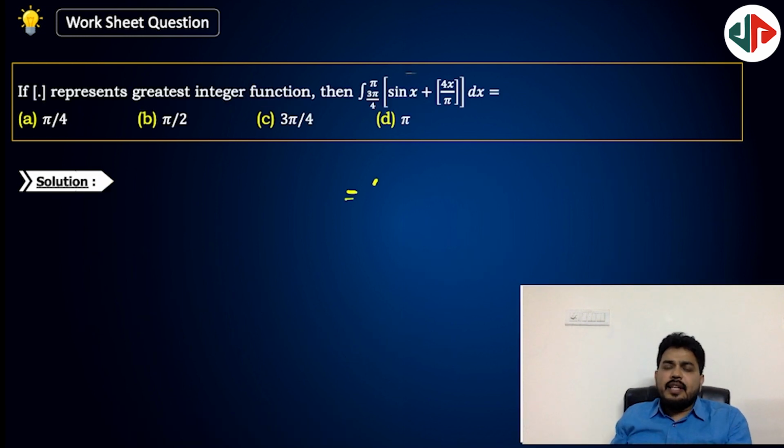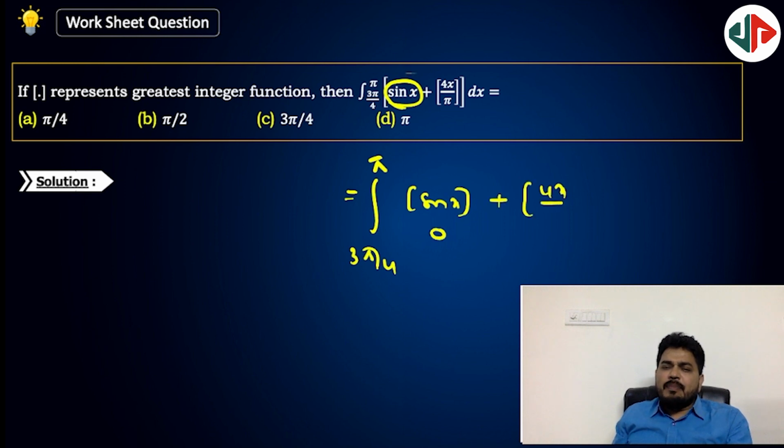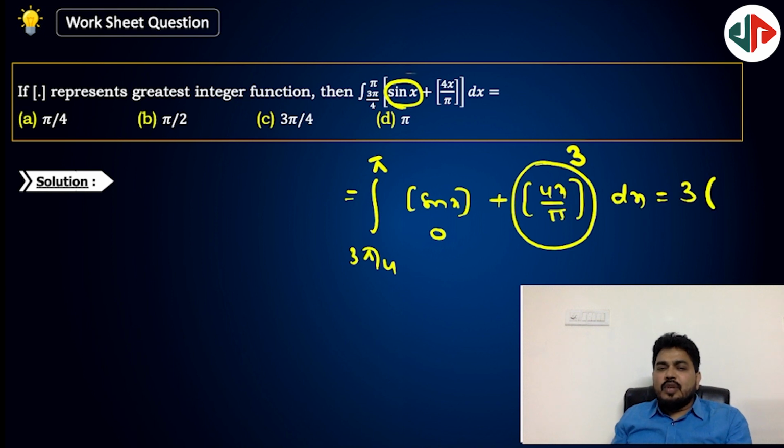Next, integral from 3 pi by 4 to pi. From 3 pi by 4 to pi, sine is positive. So this is step of sine x, which value will be equal to 0, plus step of 4x by pi dx, this value is equal to 3. So it is 3 into pi minus 3 pi by 4, which is pi by 4 is the answer.